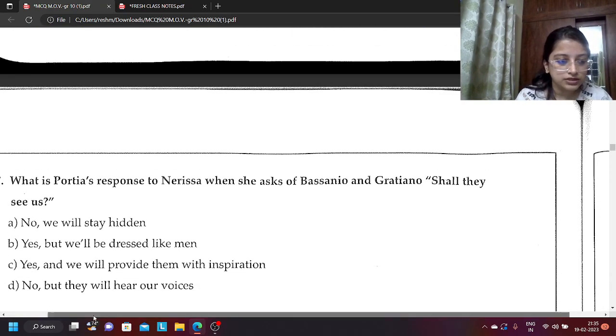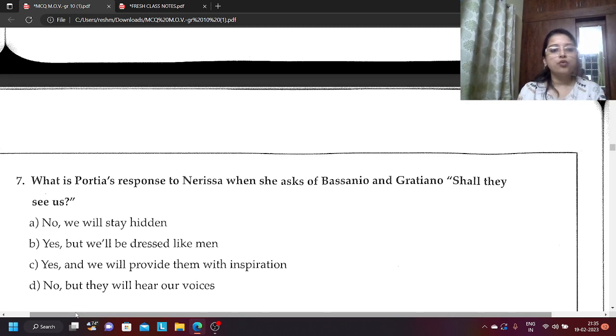I believe you cannot see it properly. What is Portia's response to Nerissa when she asks of Bassanio and Gratiano? Shall they see us? Remember, Nerissa asked such a question. What is Portia's answer? No, we will stay hidden. Yes, we will be dressed like men. Yes, and we will provide them with inspiration. No, but they will hear our voices. So, D is incorrect, C is incorrect. We will stay hidden. No, how will they stay hidden? It was said that we will be disguised as men. So, option number B is correct. Okay. Next.